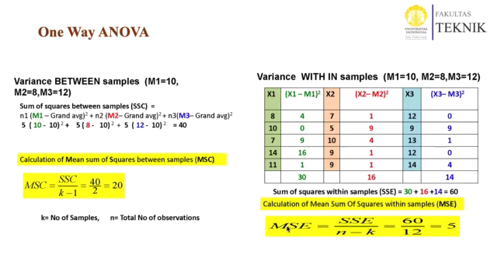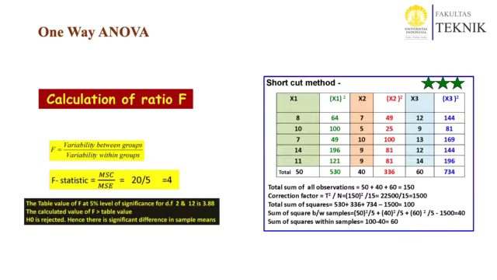So we got the MSE value of 60 divided by 12, which is equal to 5. After that, we need to check the F ratio. The F ratio is equal to 4. Based on the F value at 5% level of significance for DF 2 and 12, it is 3.88. The calculated value of F, which is 4, is larger than the table value of 3.88. So hence we can say that the null hypothesis is rejected, which means there is a significant difference in the sample means.